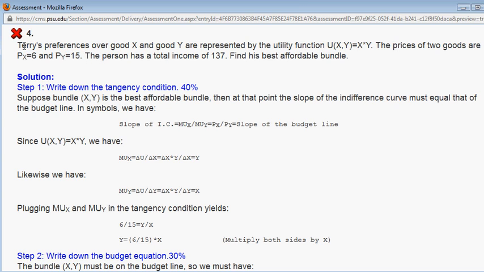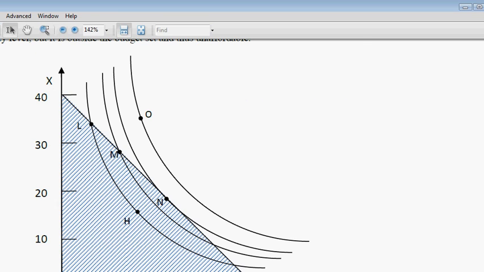They are 6 and 15 respectively. And this person, who is Terry, has a total income of 137, and we want to find the best affordable bundle for him. How do we do that? Well, before we get down to the details, let's look at a graph.